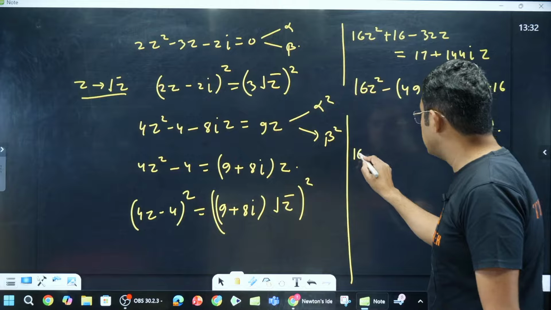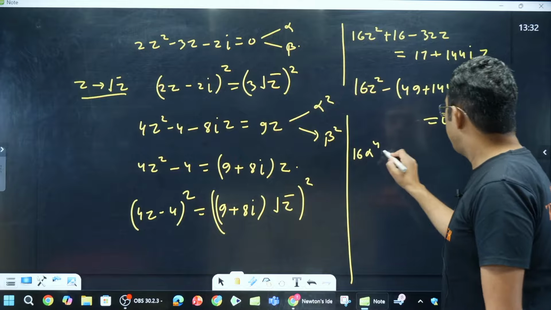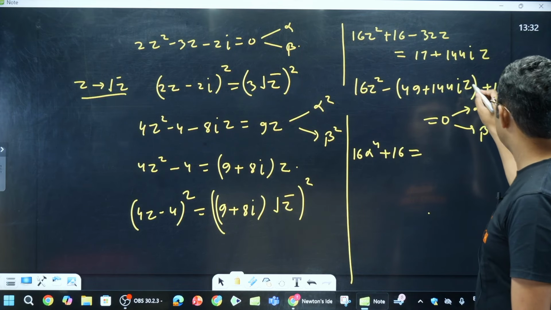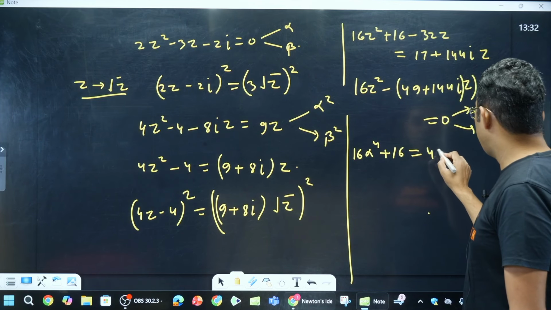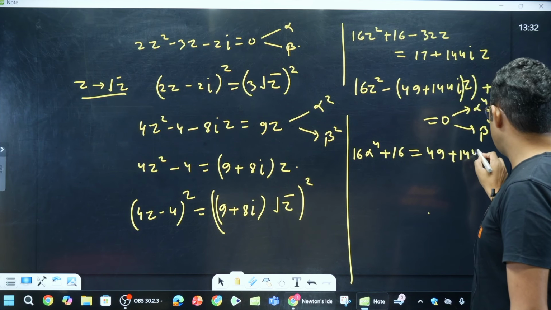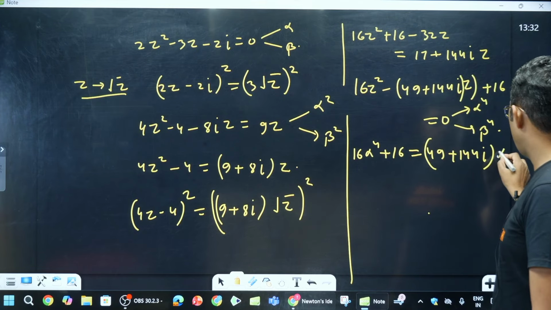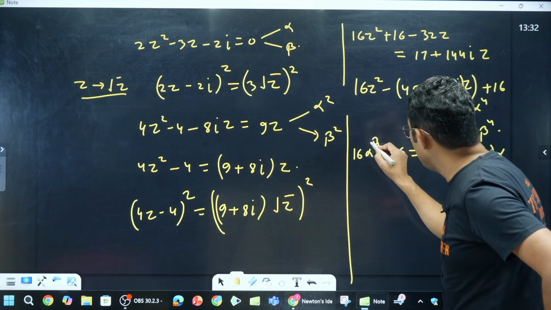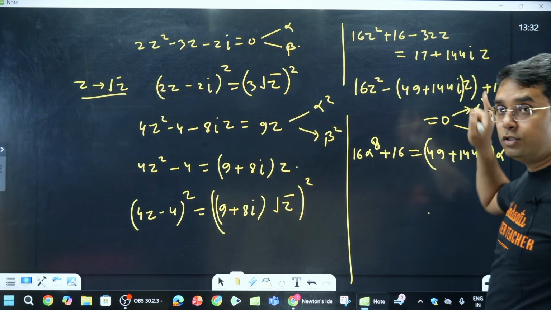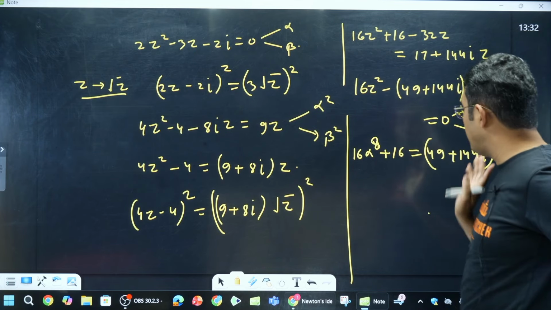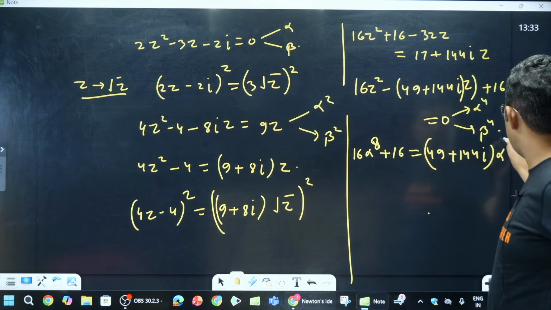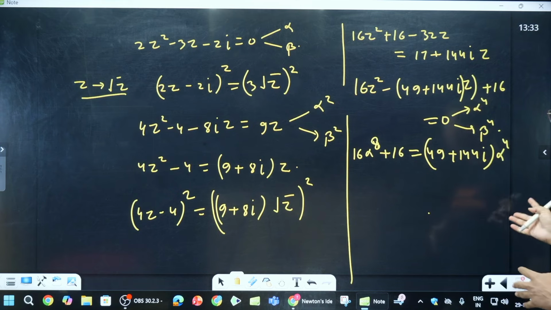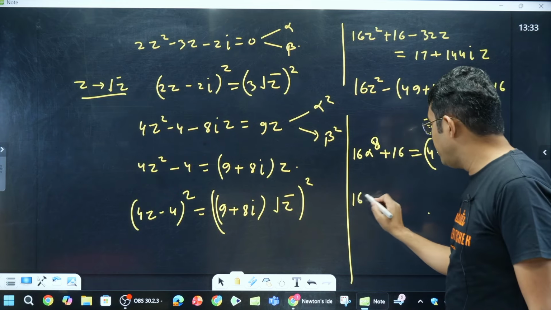So I can say 16 alpha power 4 plus 16. I am writing it in a slightly different way, and I will bring that on the other side. Actually z is outside, so that will be 49 plus 144 iota into alpha. 16 alpha power 4, sorry, 8 actually, not 4, it will be 8 because alpha power 4 is the root. So it will become 16 into alpha power 8 plus 16, and that will be equal to 49 plus 144 iota alpha power 4. Similarly, we can write it for beta also.